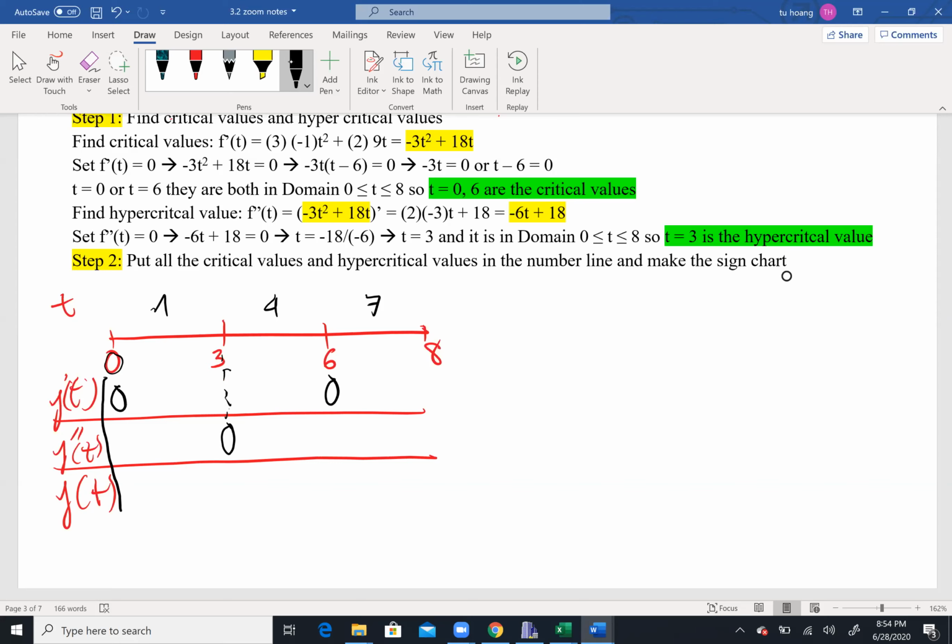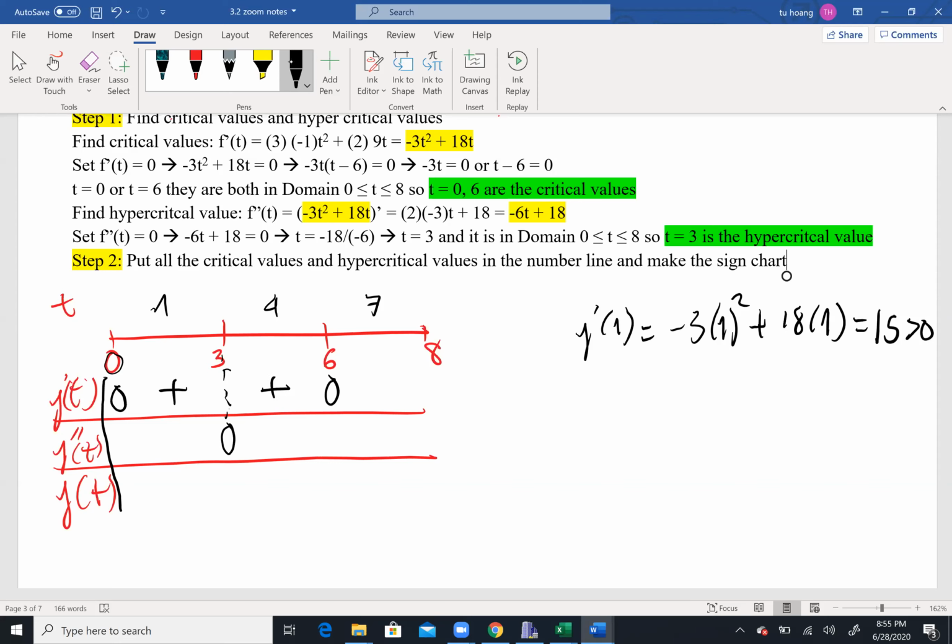3, I know that if I plug 1 into f derivative of t, what do I have? f derivative of 1 is going to be equal to -3 times 1 squared plus 18 times 1, which gives me -3 plus 18, which is 15, and that is greater than 0. So I put positive here. I should also have 4 here, which is also positive.